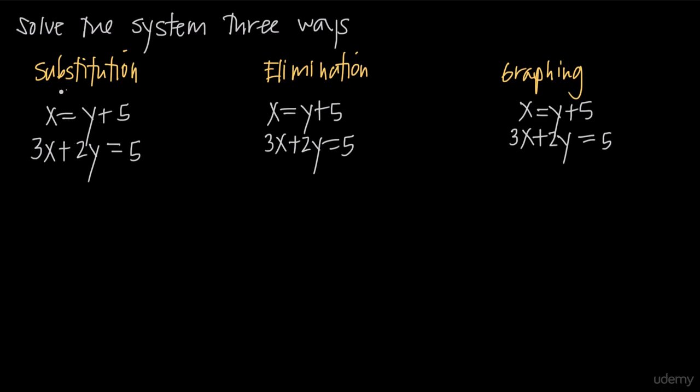So the example we've been given is the two equations x equals y plus 5 and 3x plus 2y equals 5. So we can solve this equation with substitution, and this one's already been done for us. What we want to do is solve for one of the variables and then plug the value for that variable into the other equation. In other words, make a substitution.